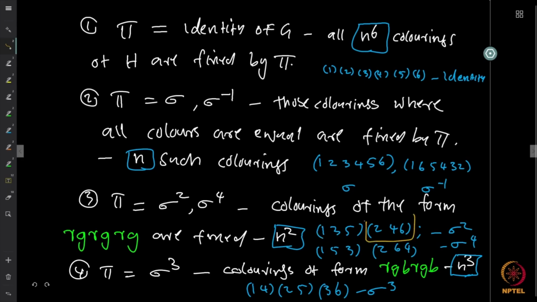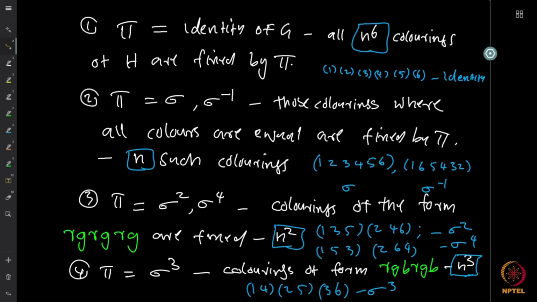Now look at the second cycle. The second cycle also the same thing, right? Because all the elements in that cycle must be getting the same color. So again, it has n choices. So that is why the number of cycles determines the power of n, right? Exponent of n.